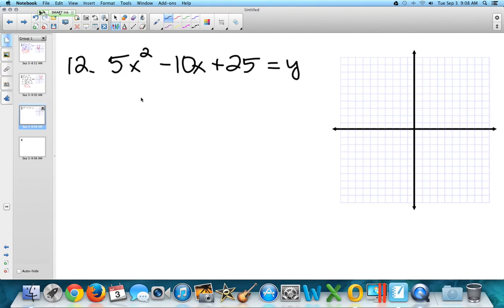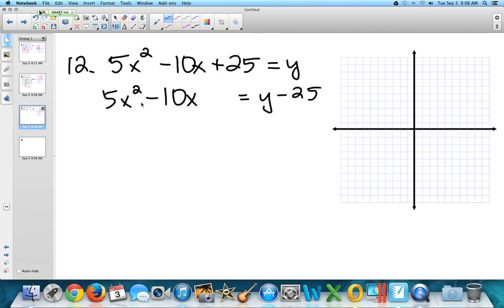I'm going to move my constant term over, 25. So I end up with 5x squared minus 10x equals y minus 25.